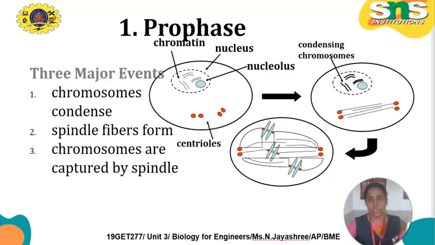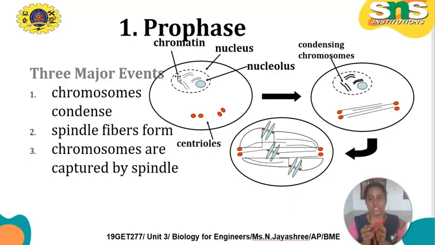The first one is prophase. In the larger cell, a small nucleus is present. Inside the nucleus, chromatin is present. Chromatin is a thread-like structure. This chromatin forms the chromosomes in this stage.